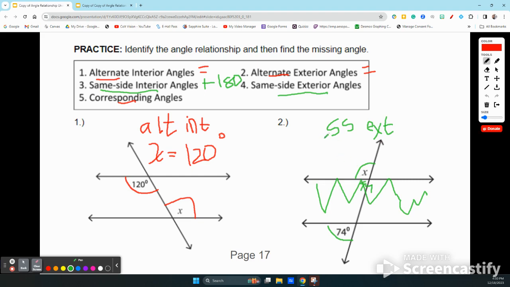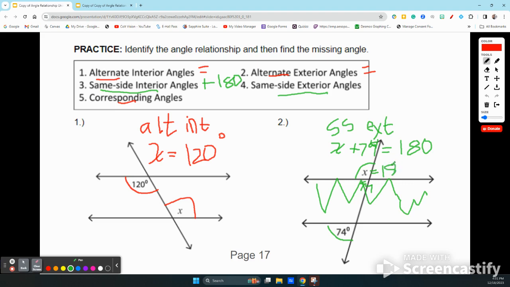So when they're same side exterior, angle plus angle equals 180. So x plus 74 equals 180. This time I'm not done by just writing that equation. I also have to solve. So I would subtract 74 from both sides, and I would get that x equals 106.